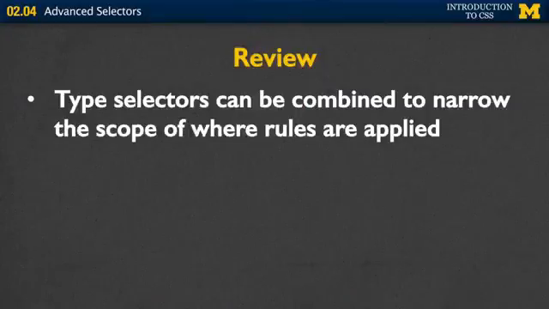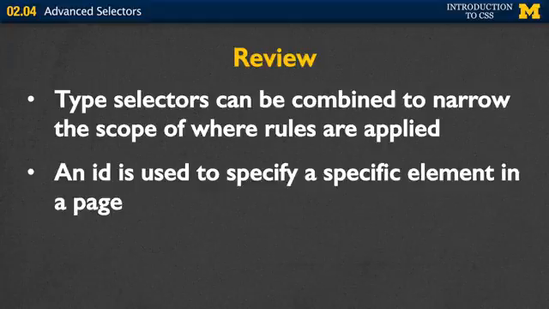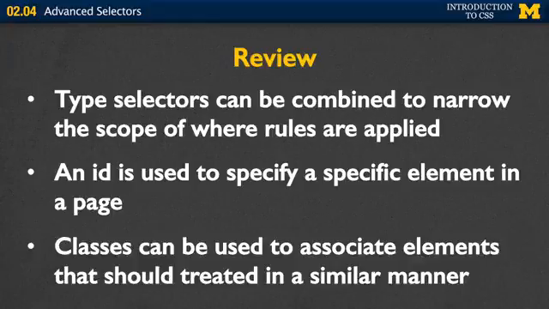All right, we've covered a lot, and I'm hoping I didn't overwhelm you with this video. I just want you to remember that when we do type selectors and the kind of things I'm going to have you do in this class, we usually are adding them to narrow the scope of where rules are applied. So we don't want to style everything, we only want to style certain things. An ID is used to specify a specific element in a page, and classes are used to associate elements that really tend to have a similar look.